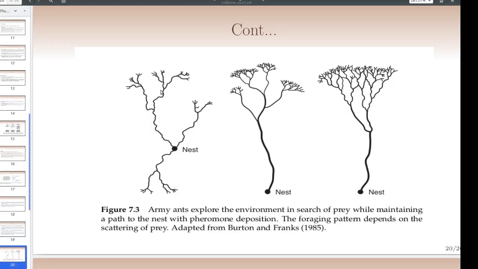So it is shown in this diagram. The army ants explore the environment in search of prey while maintaining their paths to the nest with pheromone deposition. We can see some different foraging patterns. It depends on the pattern of scattering of the prey. It is not because of the different rules they adopt to get to this prey. It is only because of the different patterns of scattering of prey.